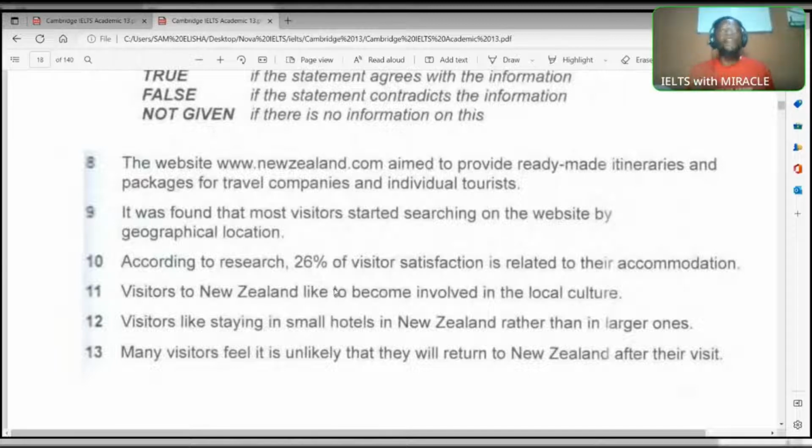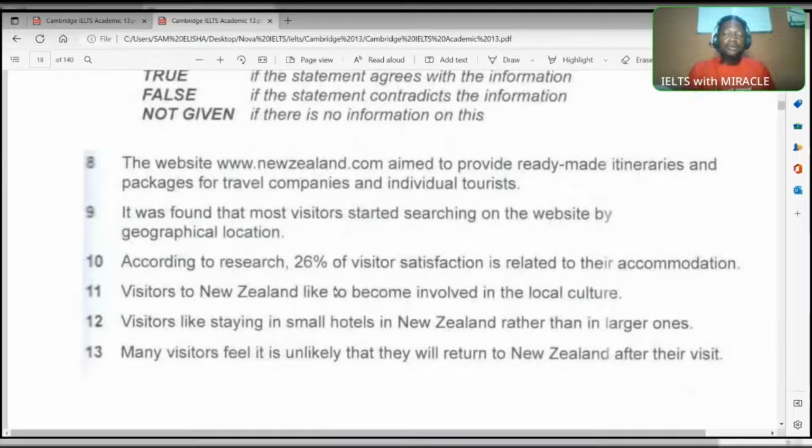But if you notice a contradiction, that means a particular word in the statement contradicts what has been stated in the passage, then the answer is false. Take note. We're looking at keywords and we're looking at contradictions. Contradictions are basically opposing ideas or opposing words. So for an answer to be false, you must clearly see a contradiction.